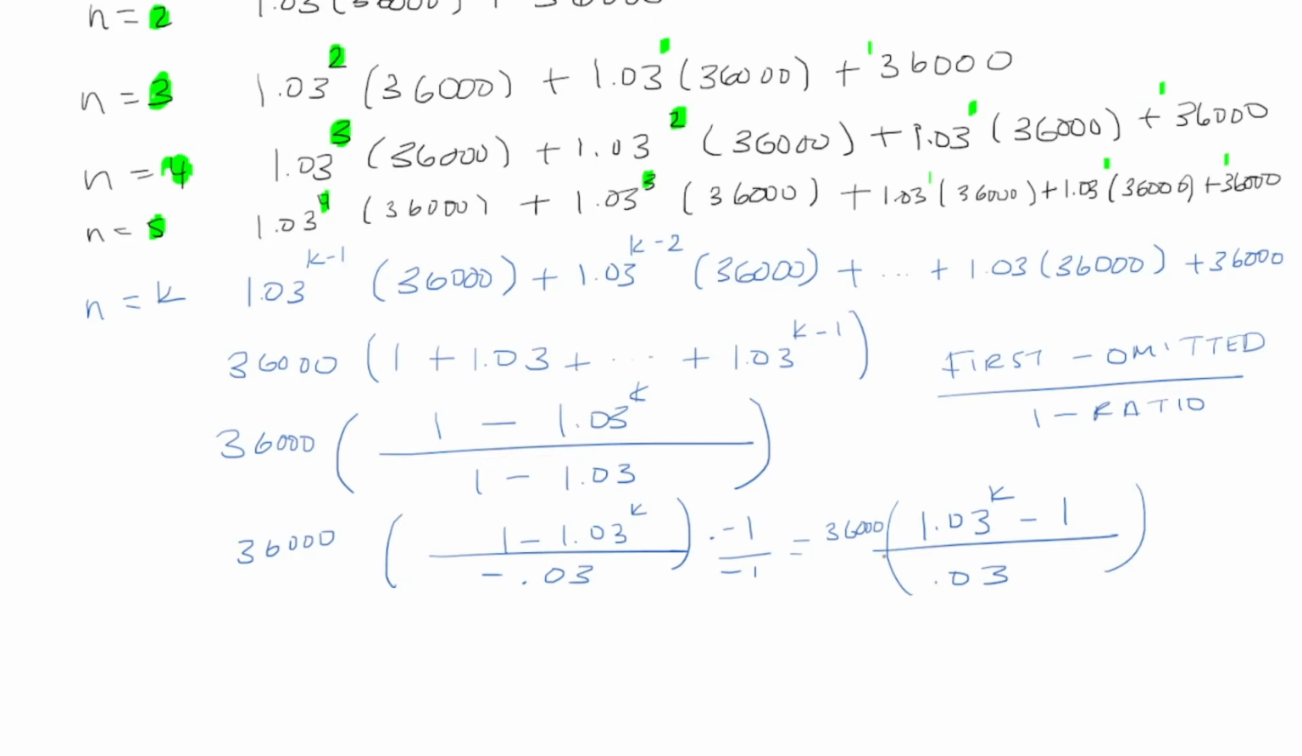So now I have to do 36,000 divided by 0.03. Well, if I do 36,000 divided by 3, that's 12,000. But I have to move the decimal twice. So it's going to be 2 extra zeros. And then I'm left with 1.03 to the k minus 1. And this is our final answer.